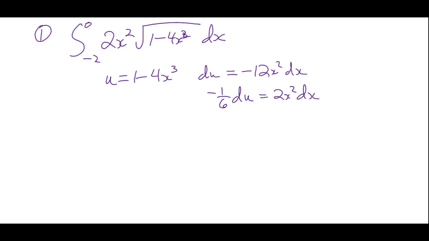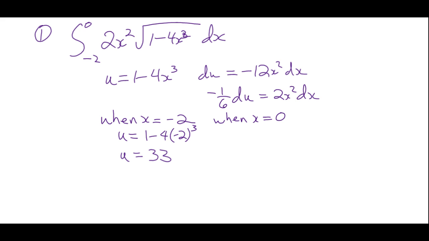But we have the bounds of integration, right? They say x is -2 to x is 0. So we got to say, okay, wait, we need one more step. When x equals -2, what's u equal to? Well, we got a formula, right? u is equal to 1 minus 4 times -2 cubed, which is -8, 4 times -8 is -32, 1 minus -32 is 33.